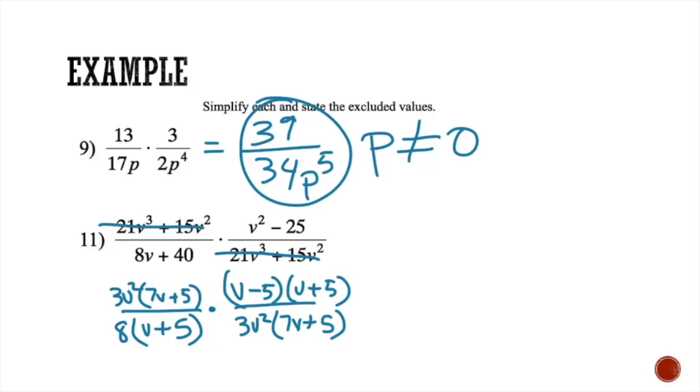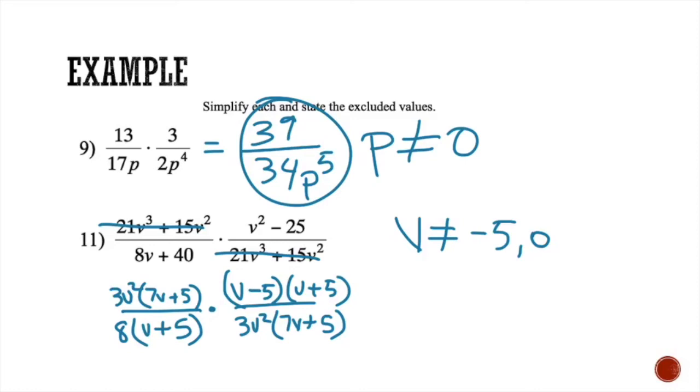Negative 5. Negative 5, because negative 5 plus 5 will be 0, and 0 times 8 becomes 0, correct? Okay, so v cannot be negative 5. That's the first one, because we have this denominator here and this one over here. Okay, so what can we plug into this one? Let's just do the 3v squared part. 0, right? Because this will become 0, and 0 times that stuff becomes 0, correct? So there's another one, 0. What about this 7v plus 5, though?